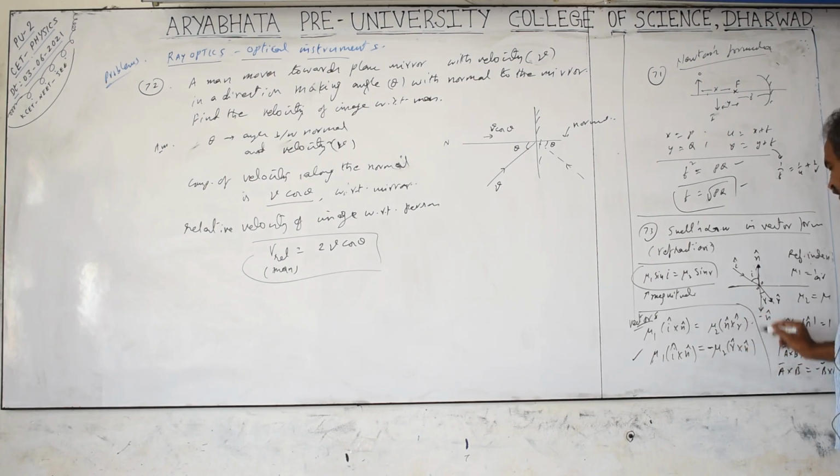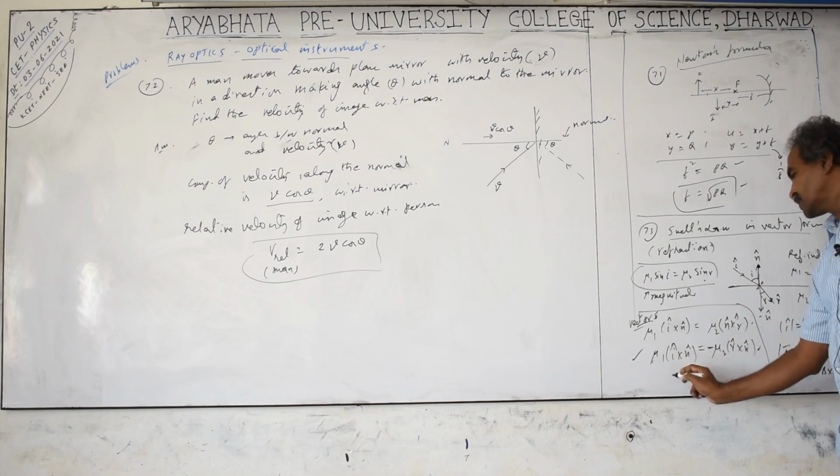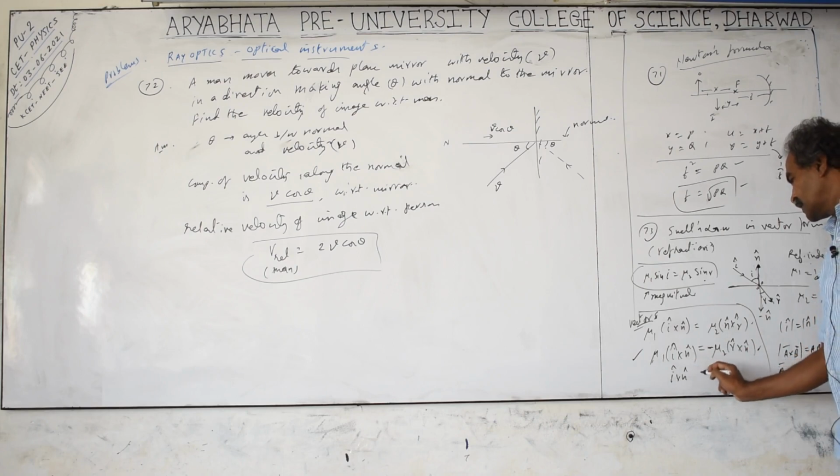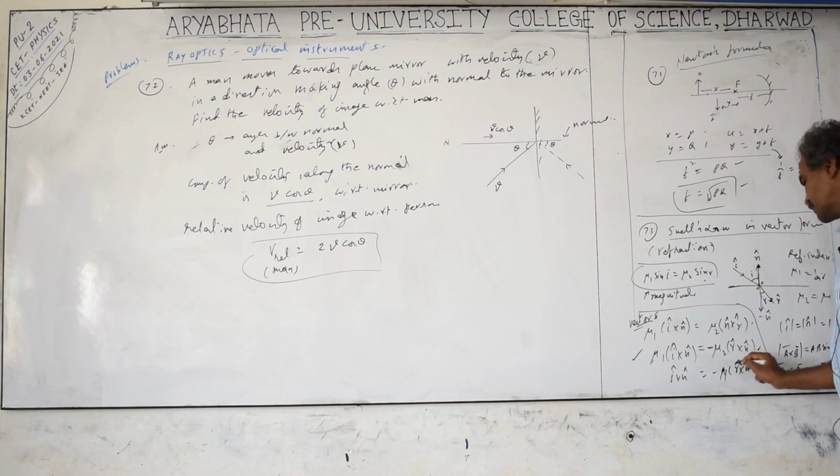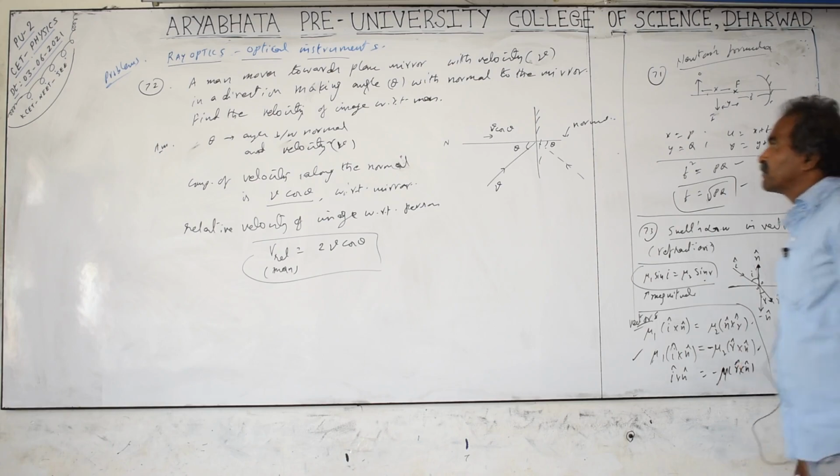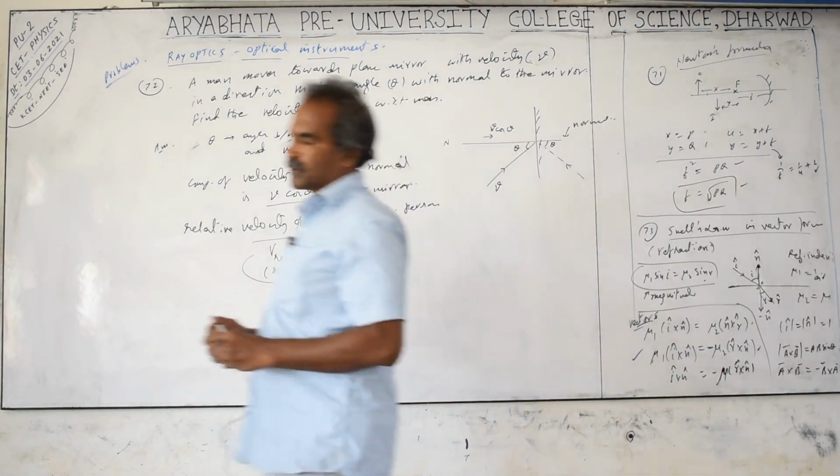You may be asked like this, in vector form. This is the magnitude form. But if you are given mu1 equal to 1, and mu2 equal to mu, you will get i cross n cap equal to minus of mu into r cross n, unit vectors. This is the term you have to remember. Next, question number 72.